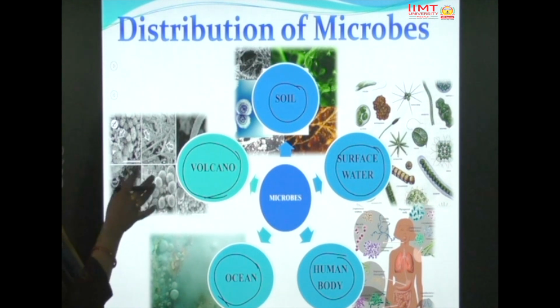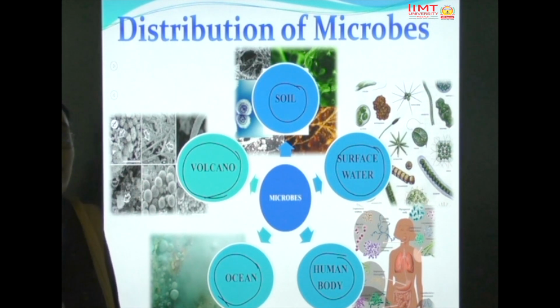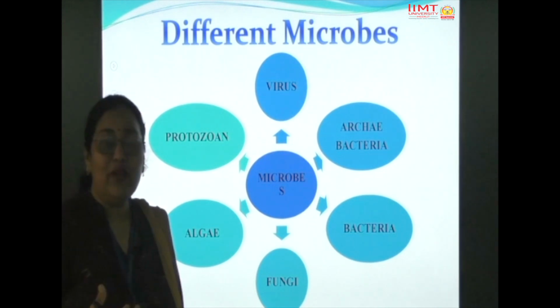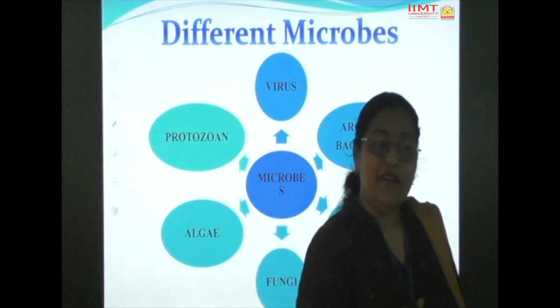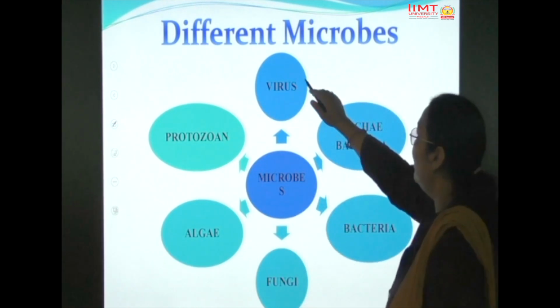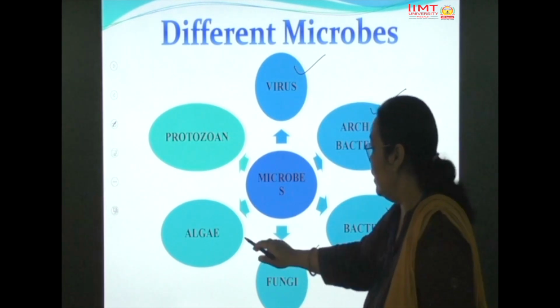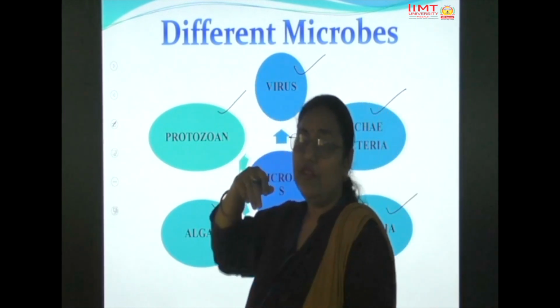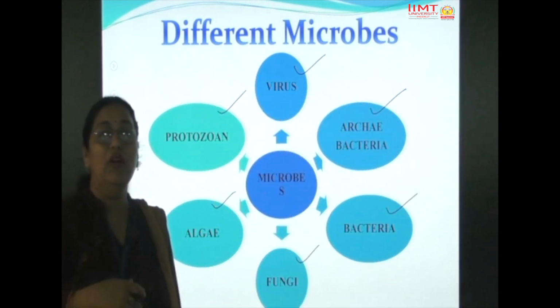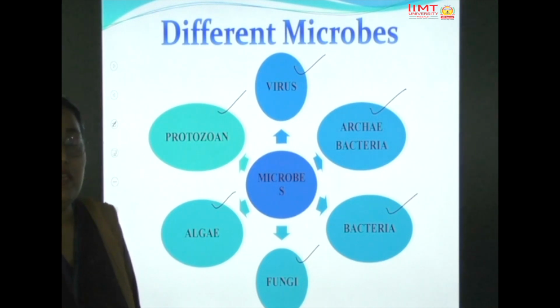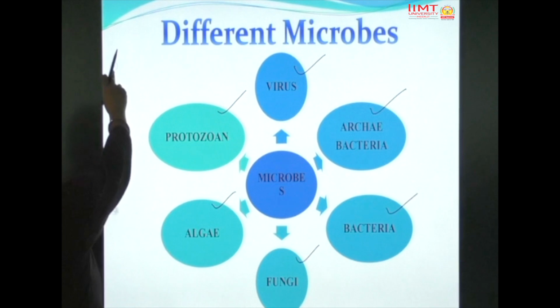So if we see the distribution of microorganisms, they are omnipresent and are found in diverse forms of habitats. Now, what are the different types of microbes we are talking about? There are diverse forms of microorganisms which include viruses, archaebacteria, bacteria, fungi, algae and protozoa. In the previous lectures, you might have studied what these microorganisms are and their general characteristics. So we will not go into the characteristics of microorganisms, rather how they are helpful and how they are useful in our life.